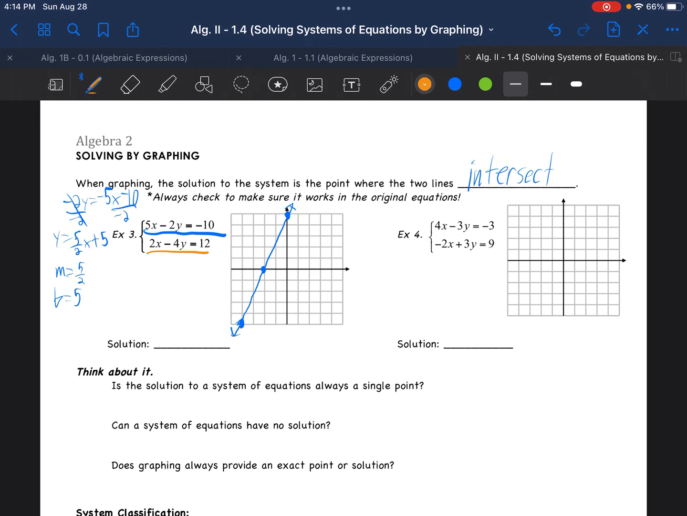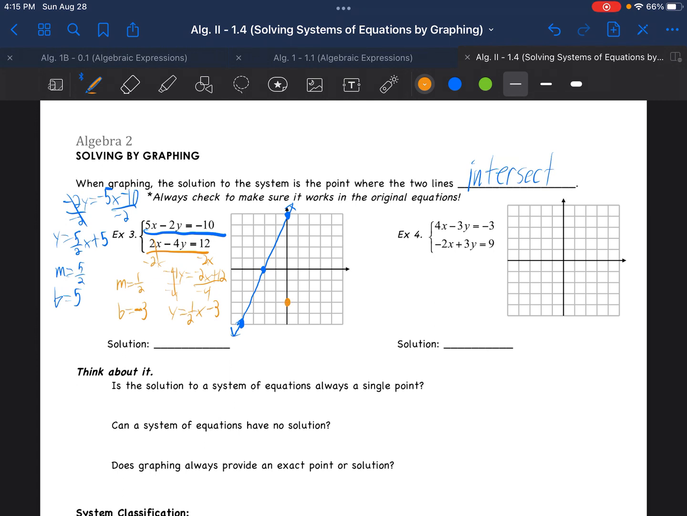Now that I'm done with that equation, I'm going to do the other one. So I'm going to subtract 2x from both sides to start solving for y in this one as well. Negative 4y equals negative 2x plus 12. I'm going to divide both sides by negative 4. Get y equals 1/2 x as I reduce 2 and 4. And as I divide 12 and negative 4, I get negative 3. So my m here is 1/2, and my b is negative 3.